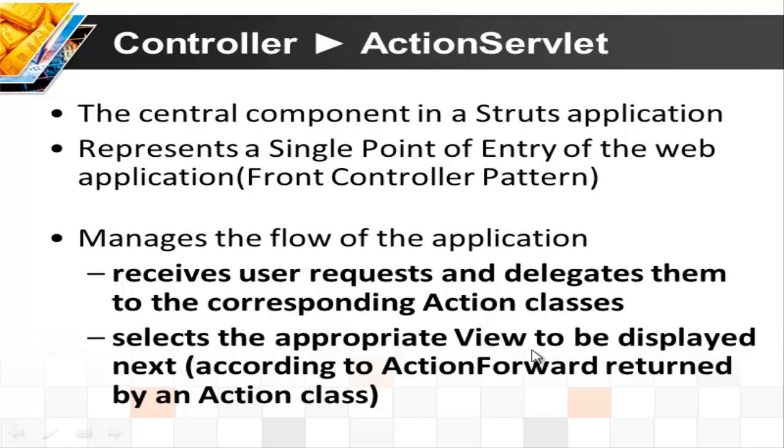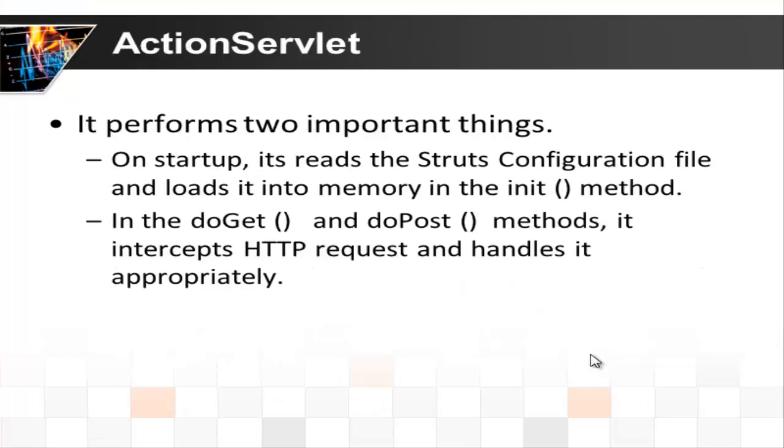And this is done by looking at the output of the action forward. So whenever the action servlet calls the action class, the execute method of the action class returns an action forward back to the action servlet. So that action servlet, once it receives this action forward, looks into it to determine which is the appropriate view and then gives it to the view.